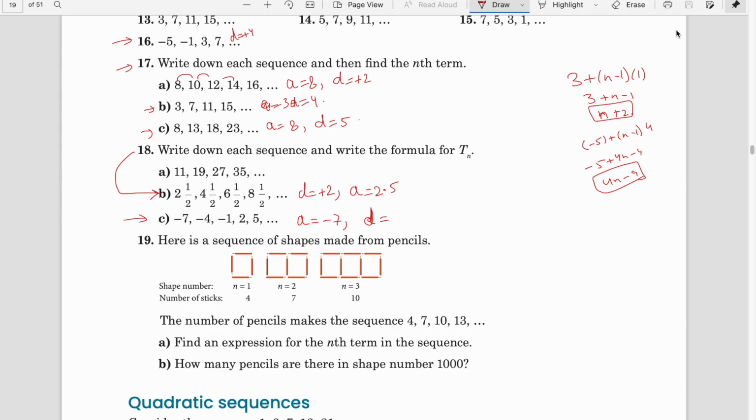Harish, how do you find the difference? Look at the first number and then the second number. Is it increasing or decreasing? Increasing, Harish. Second number is minus 4. First is minus 7. Second number is greater than the first one. So what do we do? We write the bigger number, subtract the smaller number. So you get plus 3. The numbers are increasing by plus 3.